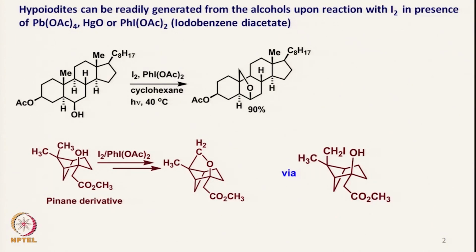Now we can also generate a similar type of alkoxy radicals using hypoiodides, which can be readily generated from the alcohols upon reaction with iodine in the presence of lead tetraacetate, mercuric oxide or iodobenzene diacetate, eventually going via the corresponding similar type of alkoxy radicals and finally giving the iodo compound that can be cyclized to form the tetrahydrofuran unit like this.